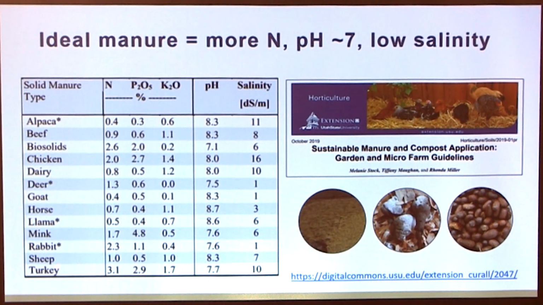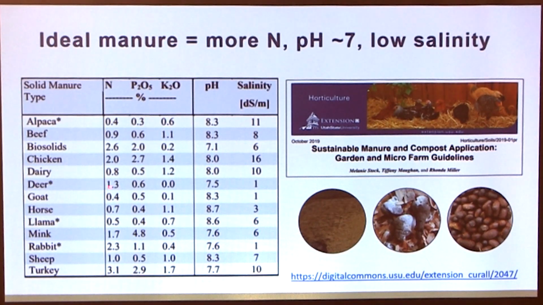Something like any of the poultry manures are going to be really high and they have a potential to burn your crops unless they're composted first. I was looking for the ideal manure, and I had master gardeners who were asking about deer actually, and we found that deer and rabbit was really great.